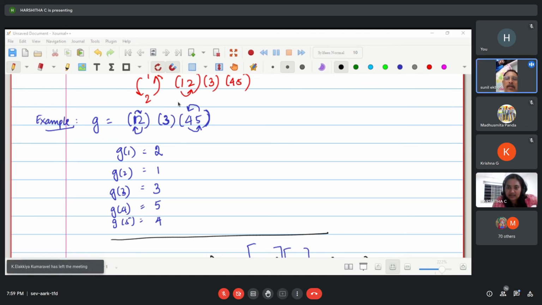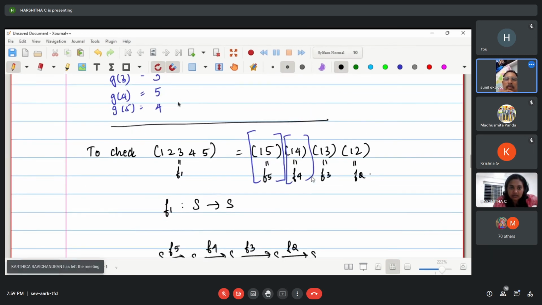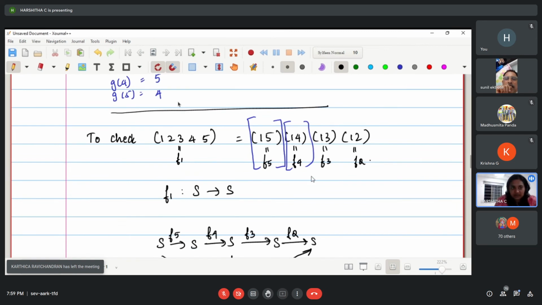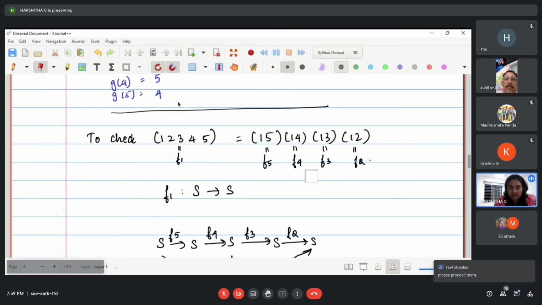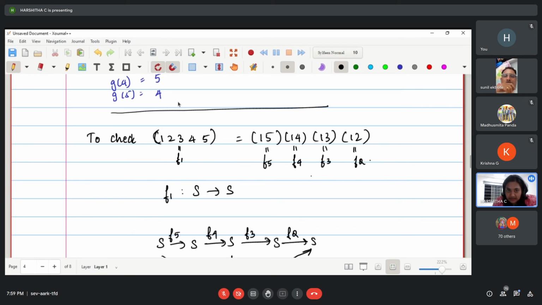But what you said last, no? That f5, f4, f3, f2. Okay, so here what I'm trying to say is, what we're trying to do is verify that this cycle is same as product of these cycles, right? So what do we mean by product of cycles and cycles? Each cycle we can see it as a permutation. You can see it as a function from S to S, right? So I'm calling this cycle as the function F1.